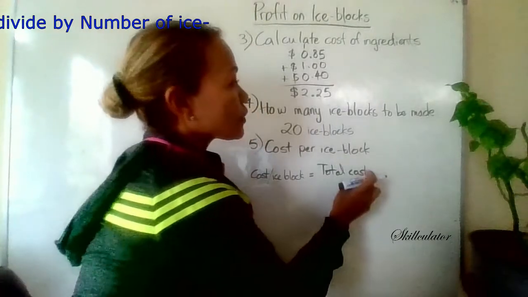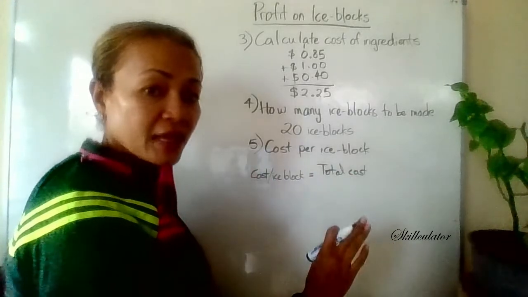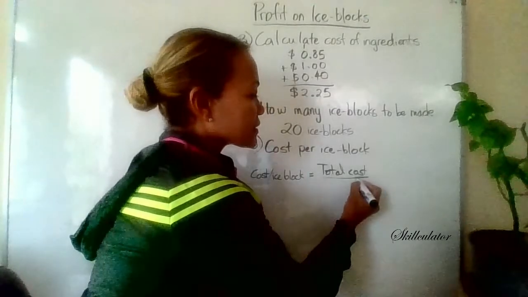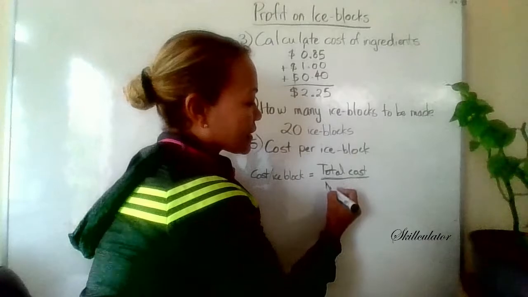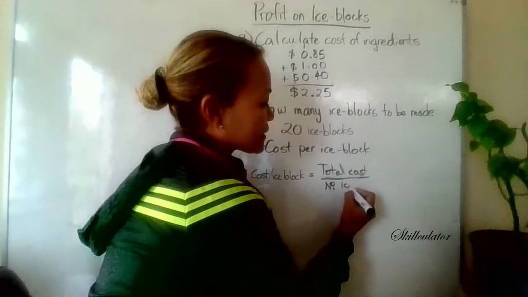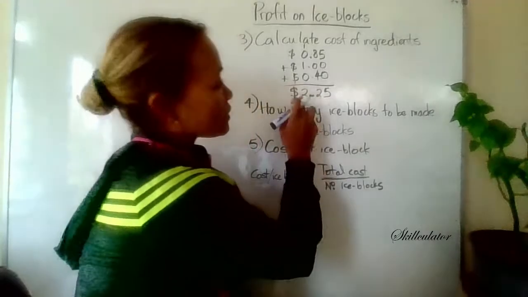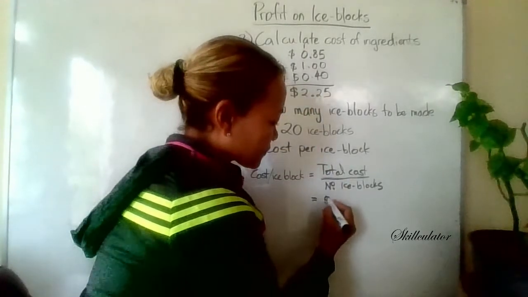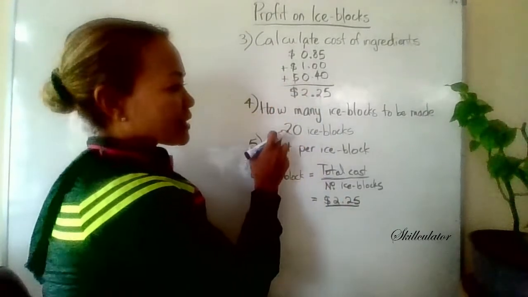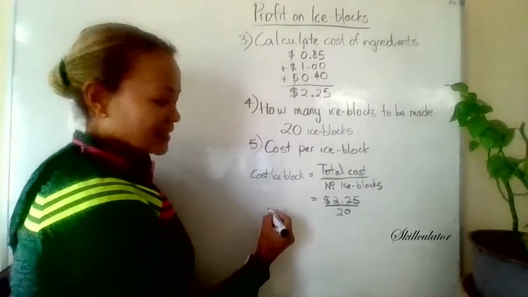The total cost for these 20 ice blocks, not everything you spent in total, but the costs that you have calculated for the 20 ice blocks. Okay, total cost for the 20 ice blocks, divide by the number of ice blocks. In this case, total cost is $2.25, and you divide it by number of ice blocks, which is 20.